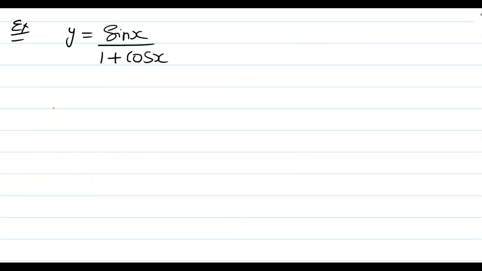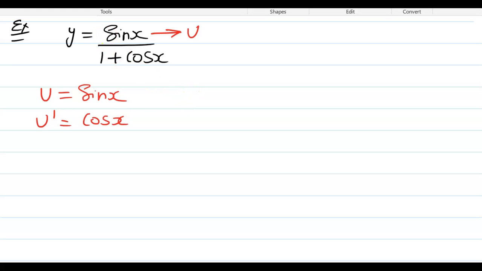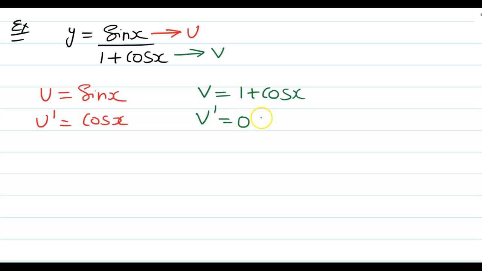So in this example, y equals sin x divided by 1 plus cos x. Our u is sin x. What about u dash? Differentiation of sin x is cos x. Now the next one is v. Our v is 1 plus cos x. So v dash: differentiation of 1 will be 0 and differentiation of cos x will be minus sin x, right?